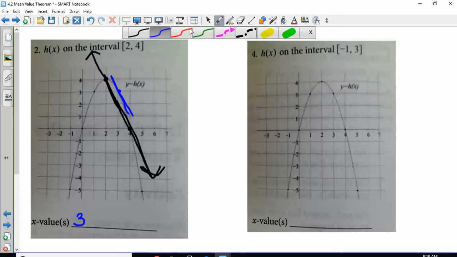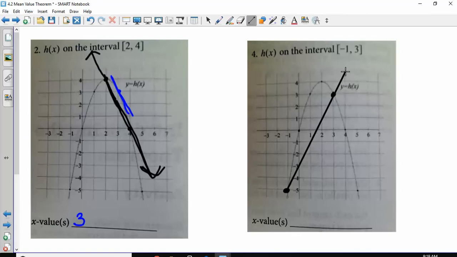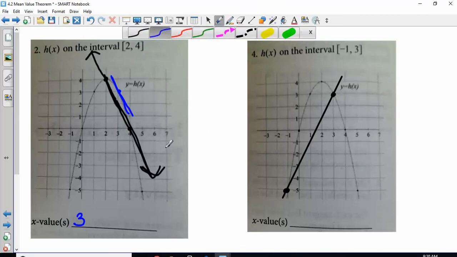Second one, I'm looking between -1 and 3. So when my x is -1, we're down here. 3 are right here. So if I drew the line connecting those, then it tells me that somewhere my derivative would have the same value. So somewhere I'd be able to draw a horizontal tangent line.